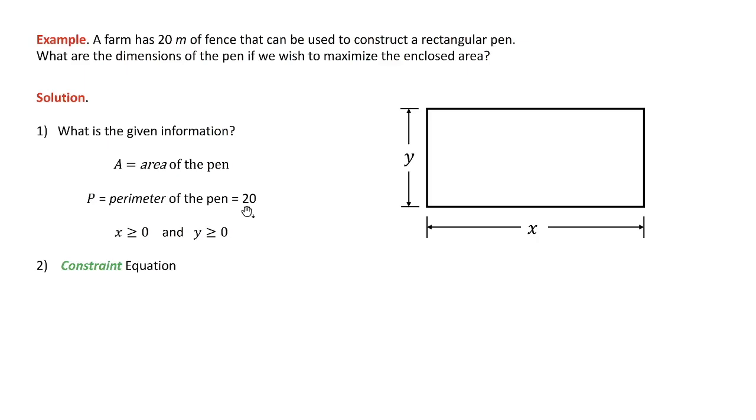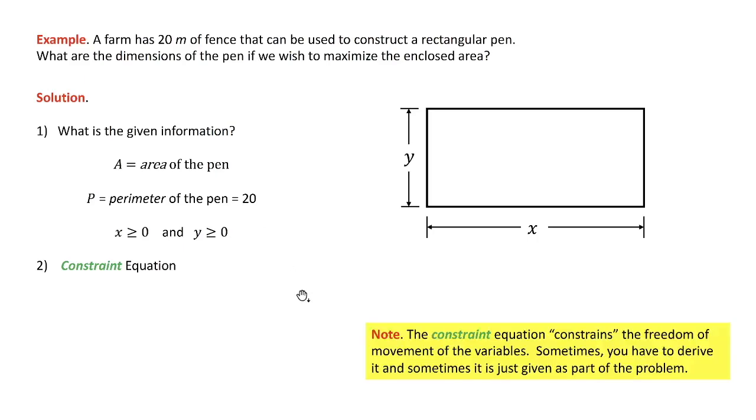That's my constraint. You might have a certain amount of money you can spend. You may have limited resources. Something usually constrains the problem. For me, it's the length of the pen. So write an equation for that. Technically, a constraint constrains the freedom of movement of the variables. Sometimes they just give it to you, but usually you have to derive it. It's basically going to constrain the variables.